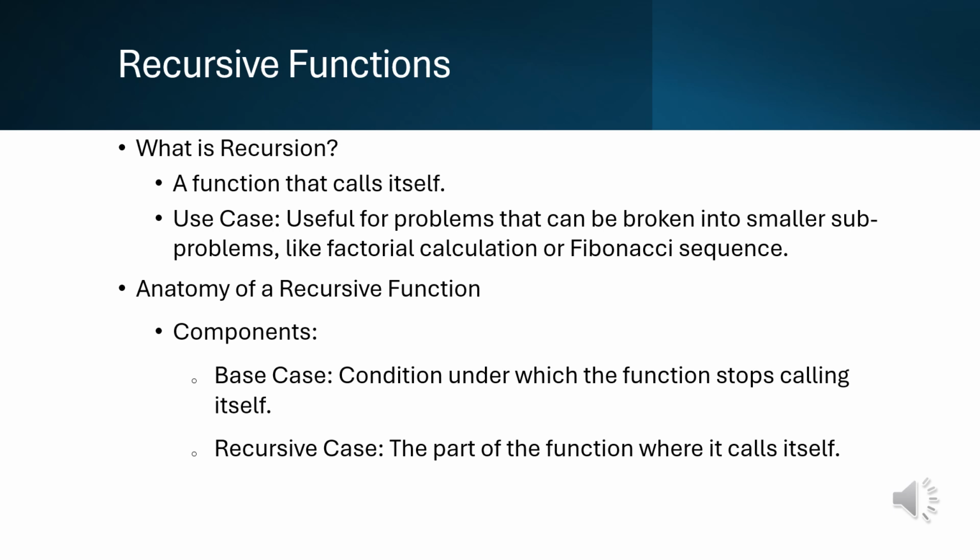Recursion is when a function calls itself. It's particularly useful for problems that can be broken into smaller subproblems, such as calculating factorials or Fibonacci numbers. Every recursive function has two key components. 1. Base case: the condition that stops the recursion. 2. Recursive case: the part where the function calls itself with a smaller input.